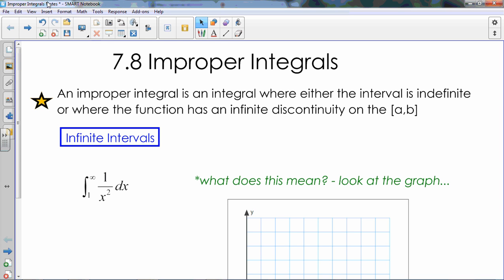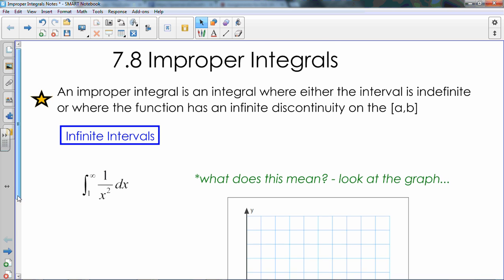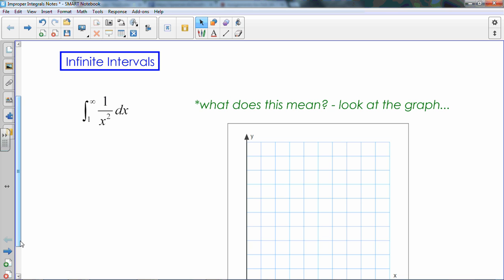Okay, so today we're going to be doing improper integrals. An improper integral is, as it says up here, an integral where either the interval is infinite or the function itself has an infinite discontinuity on the interval. So the first kind is the infinite interval, which means that the interval of your integral keeps on going and going forever.